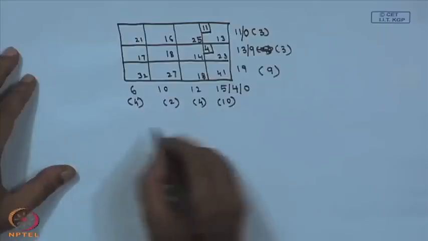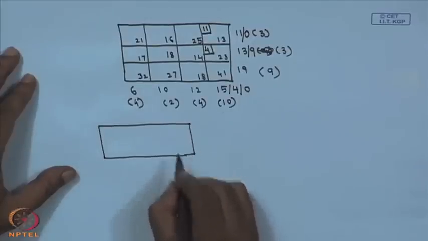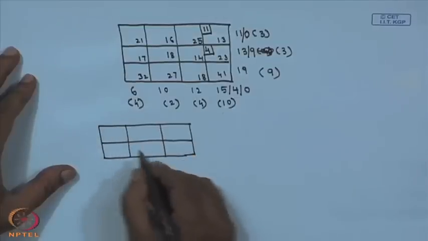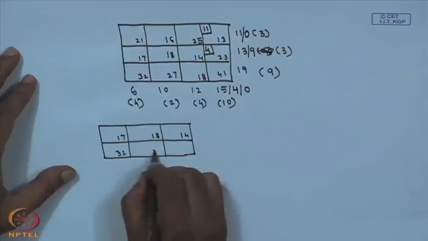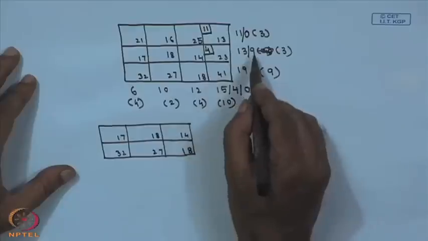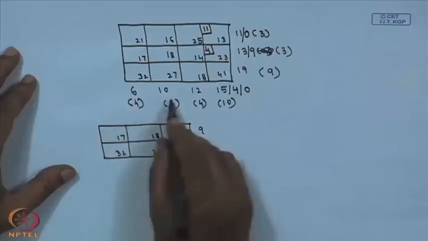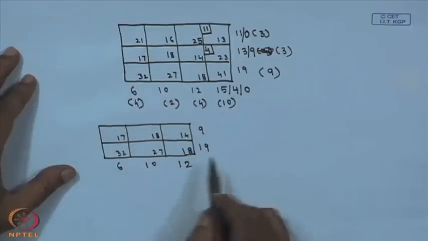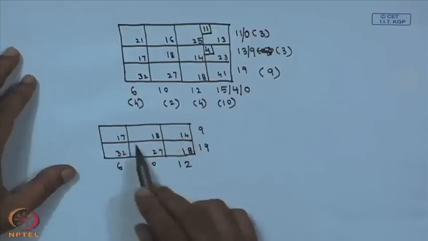So, you will get a matrix with 2 rows and 3 columns only. The data will be 17, 18 and 14, next one is 32, 27 and 18. What is the availability? Availability for the second row was 9, for the third one is 19, and the demand here is 6, 10 and 12. Now, repeat the same process from the beginning, that is, again you find out the lowest cost and second lowest cost for the rows and the columns respectively.